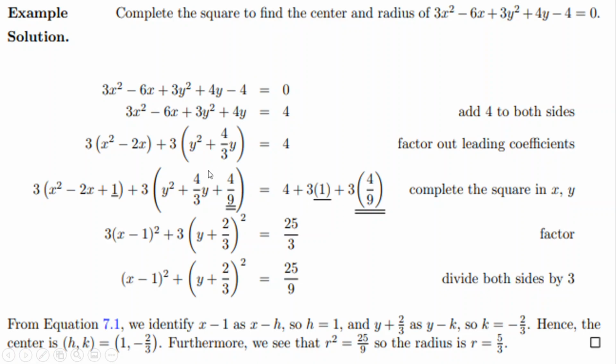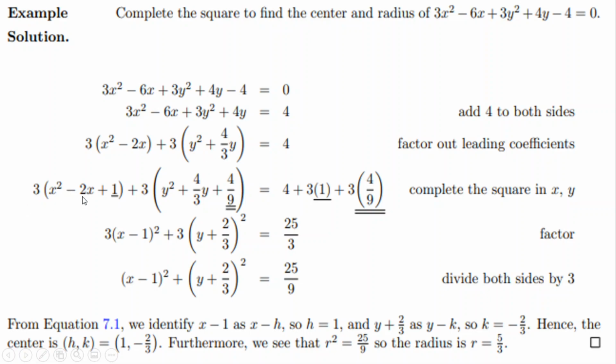Sir, why did it become a fraction, because 4 is not divisible by 3? It became a fraction form. Okay. Factor the leading coefficient, which is this one and this one. Next step, complete the square in x and y. Okay, remember how we find the third term, this one and this one.